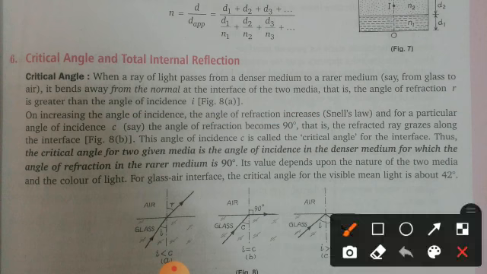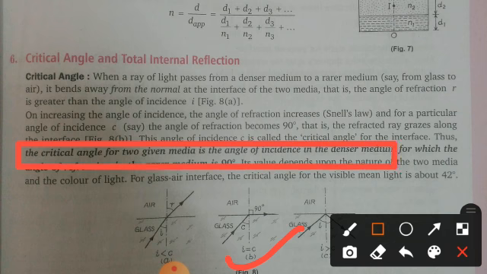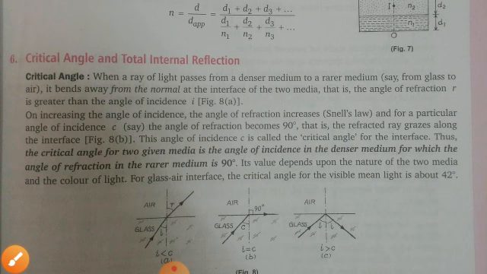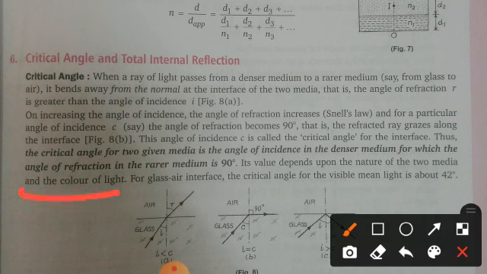Fine. Here you can see this is figure B in that case. This angle of incidence C is called the critical angle for the interface. Thus, we can say that the critical angle for the two given media is the angle of incidence in the denser medium for which the angle of refraction in the rarer medium is equal to how much? 90 degrees. This is the definition of the critical angle. I hope it is clear. Its value depends upon the nature of the two media and the color of light. Fine. So for a glass-air interface, the critical angle for visible light is about how much? About 42 degrees.